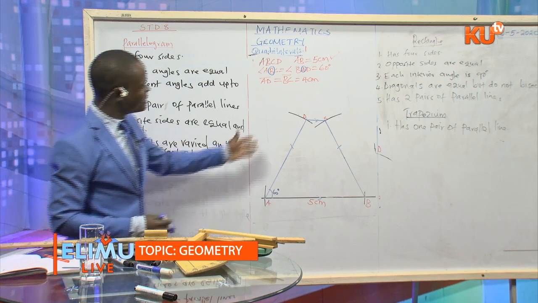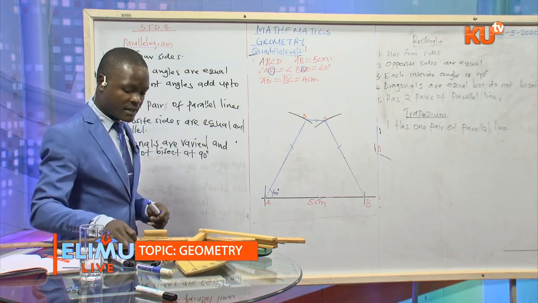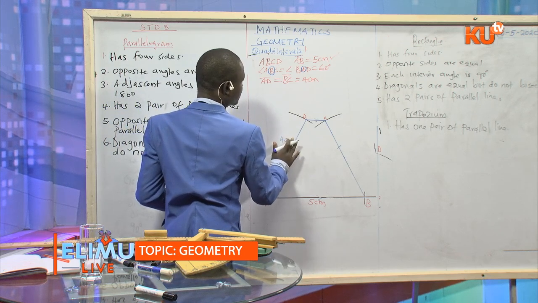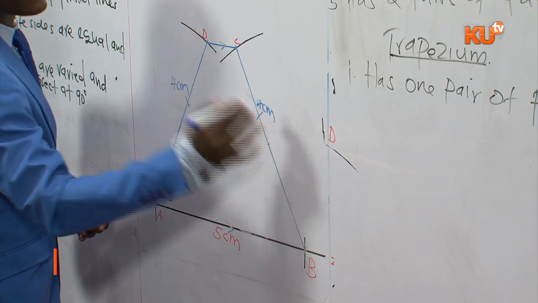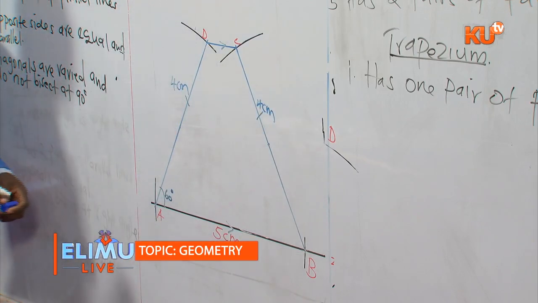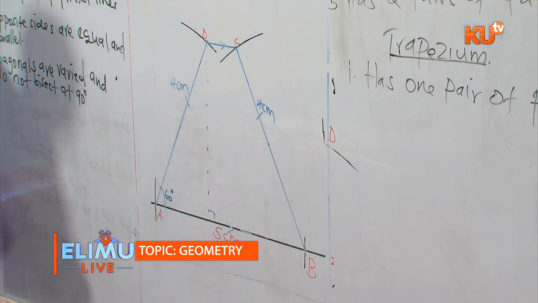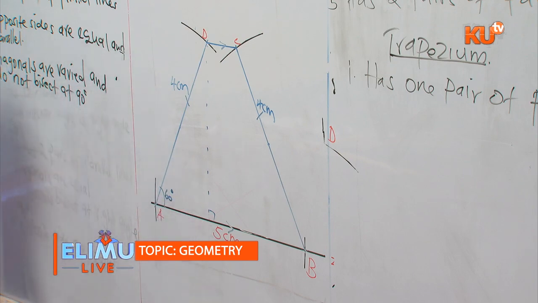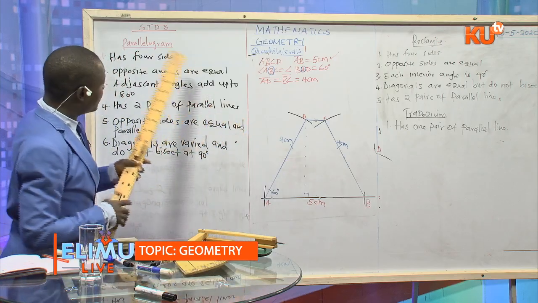So that is basically how you can draw an isosceles trapezium, because this is 4 centimeters, and this is also 4 centimeters. This line is 5 centimeters. So sometimes you can just drop that so that this can be 90 degrees. So that is how you should be able to drop a perpendicular line.